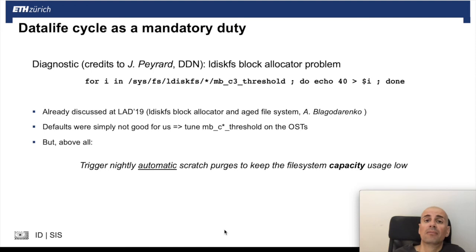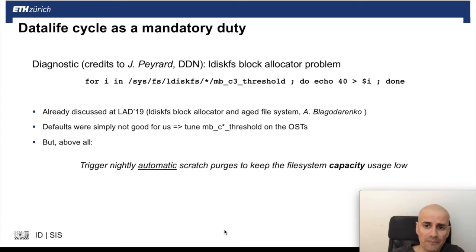But above all, the main lesson we learned is we have to manage our Scratch in a very, very thoughtful way. So we needed to put in place automatic purges of Scratch so we could always keep our file system at a lower capacity, right? 80% does not seem a super healthy value in terms of capacity. Since we have these automatic purges of Scratch, our file system is usually at 50% capacity, or always going from 40 to 60% capacity, which seems a reasonable value, and with flash devices is perfectly good.